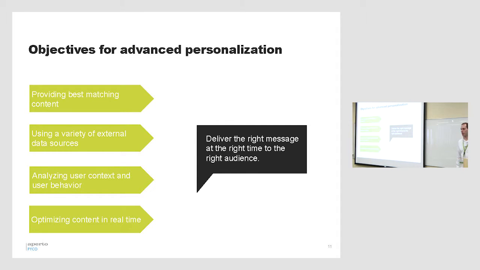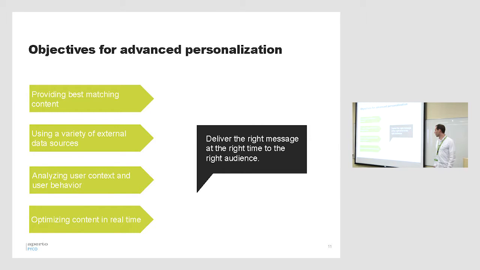Okay, what are the objectives for our concept? We want to provide the best matching content to the website user. We want to use a variety of external data sources. The more data we use for targeting a website user, the better content we can deliver. We also want to analyze the user context and user behavior. So we want to understand how the user is using the website and why he's consuming this kind of content, to provide additional content to the user and to engage the user behavior.